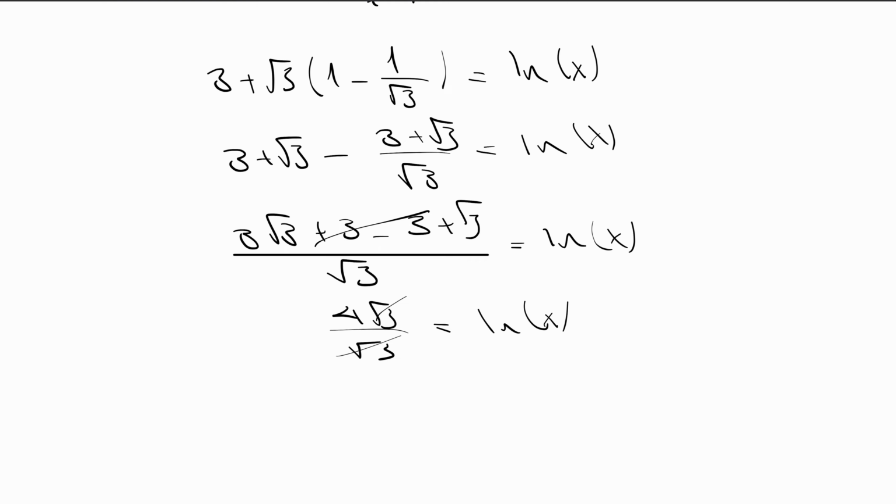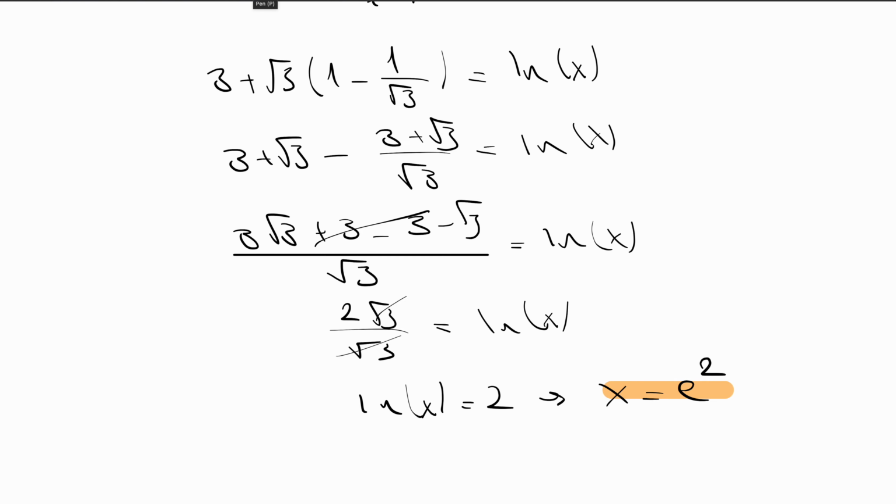Yeah, so this, as I expected, this should be minus. Should be minus. So here it should be minus. Okay, there we go. Now it makes sense. So this will be 2 radical 3 over radical 3, and so the radical 3's will cancel out, and ln of x will equal 2. So x is simply equal to e to the power of 2.